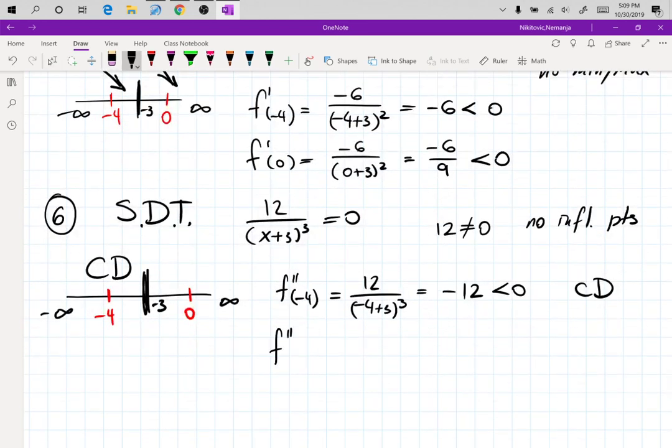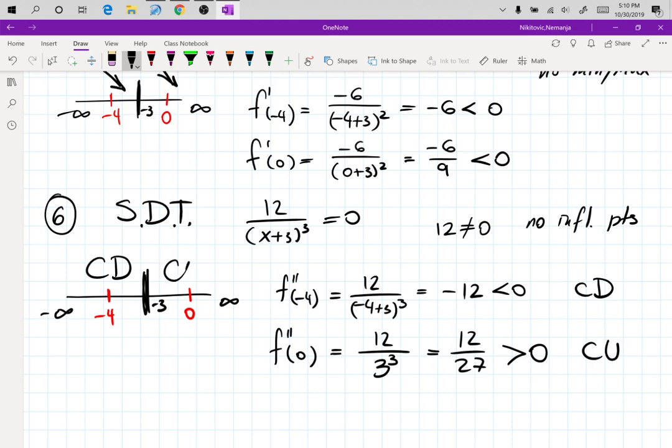And then we have f double prime at 0, which is 12 over 3 cubed, which is 12 divided by 27. I don't care what that is. I have positive number divided by positive number. It's larger than 0. I don't care what value. I just need to know that it's larger than 0 or smaller than 0. Concave up. Do I have enough information?